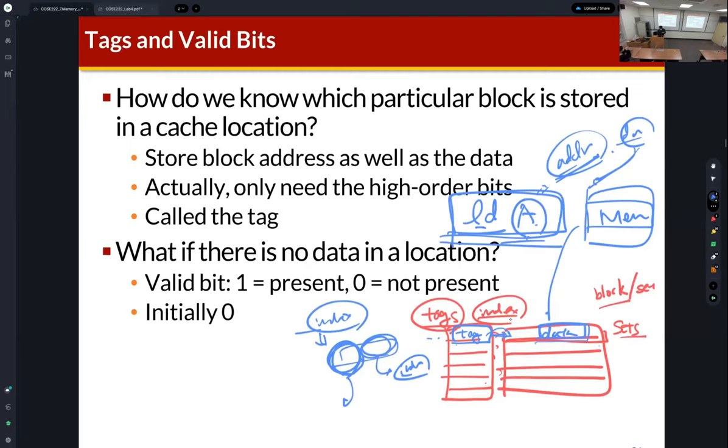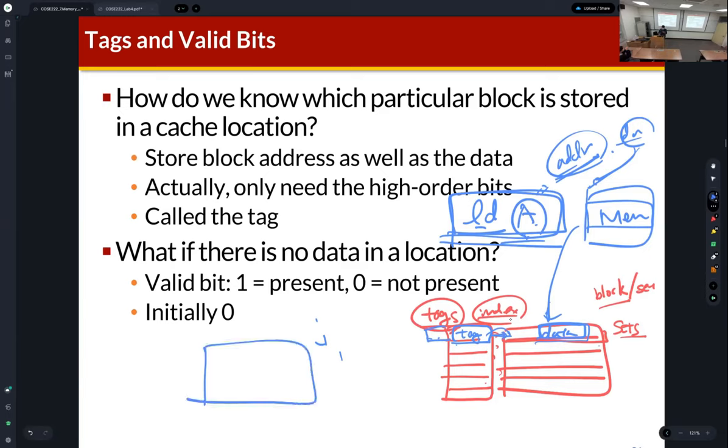But the cache also requires additional control bits. It is because we need to know whether the stored data is valid or not, right? So initially the cache is empty. Which means that when the computer is turned off, the cache is gone. It's RAM, so it's volatile memory. All contents, all data of the cache is erased. So there is no data in the cache initially.